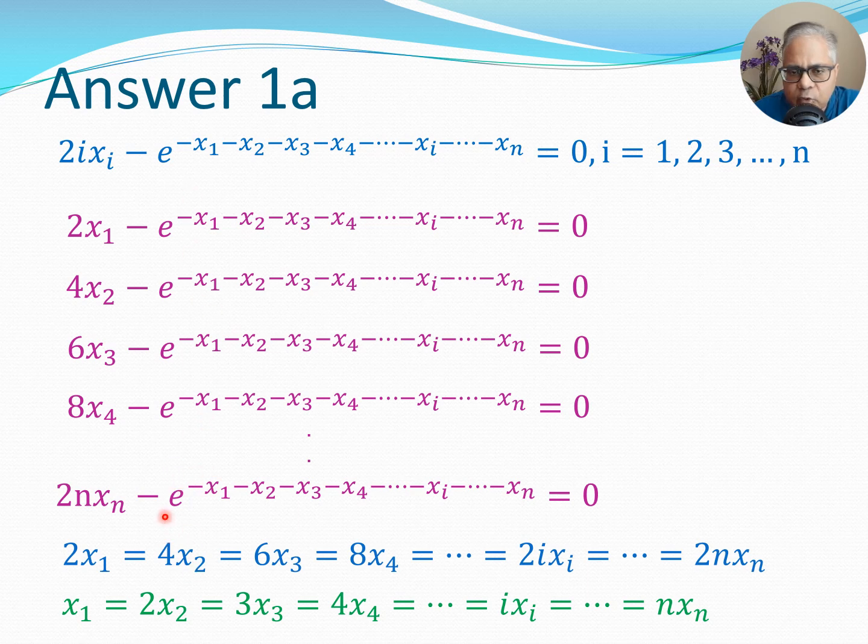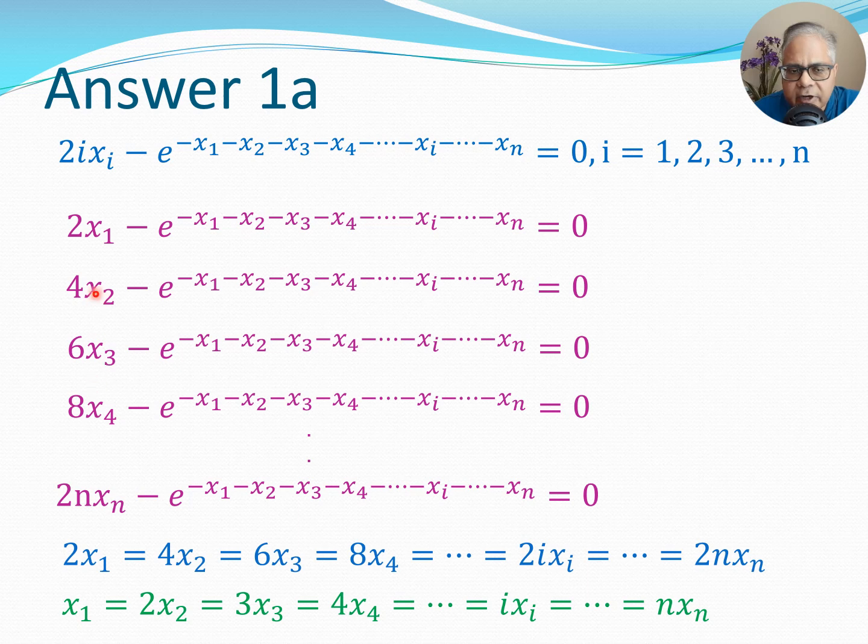So I can look at these n equations and I can write 2x1 is 4x2 is 6x3 is 8x4 is 2ixi is 2nxn. And if you want, of course, you can also obtain these equations by subtracting any two equations here. So let's say I subtract the first from the second. I'm going to get 2x1 equals 4x2.